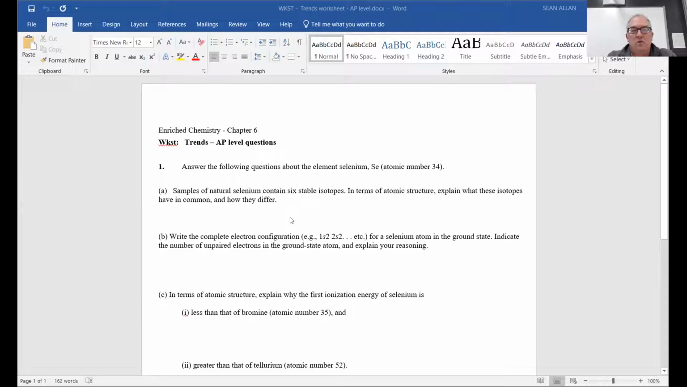So the first question is, a sample of natural selenium contains 6 stable isotopes. In terms of atomic structure, explain what these isotopes have in common and how they differ. So you can't just say isotopes have different masses. That's not quite enough in an AP type of question. So I'm going to share the correct answer with you of how it's done.